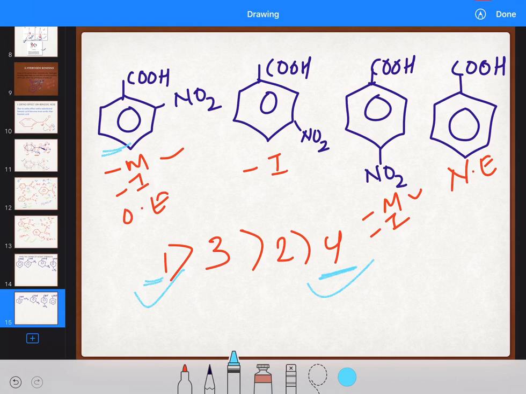We will take the ortho substituted benzoic acid and put it just above the benzoic acid, correct? That is the shortcut. Otherwise you can apply all the effects and then compare everything, but that will be confusing many times. If you want you can do that, but it will take more time. This is the better way, so you can apply it this way, correct? Okay. Now the next question.